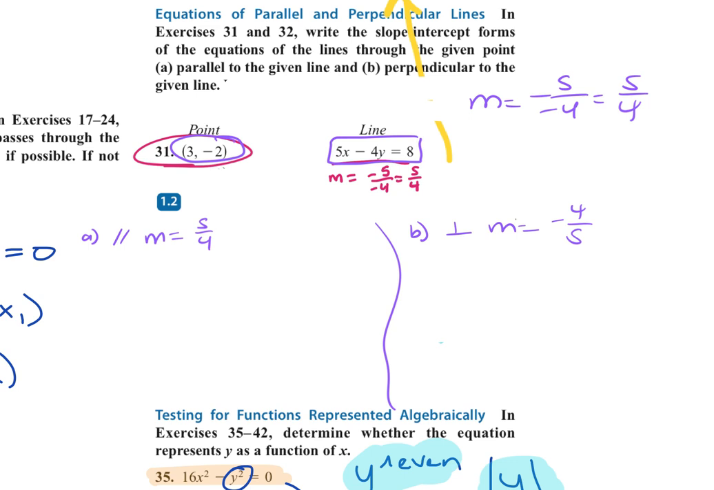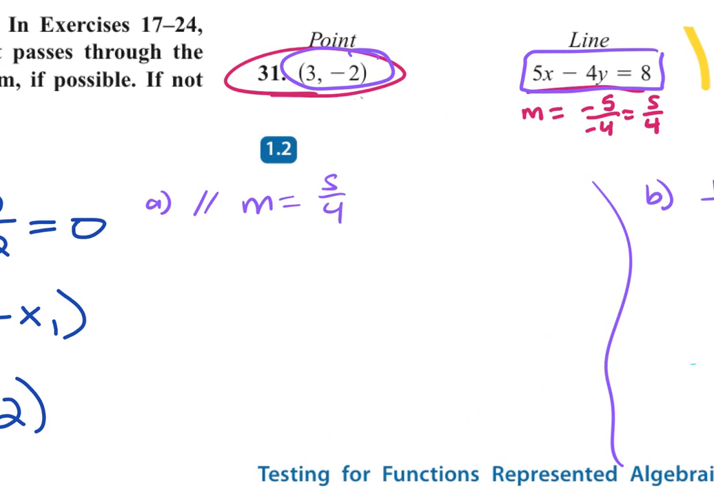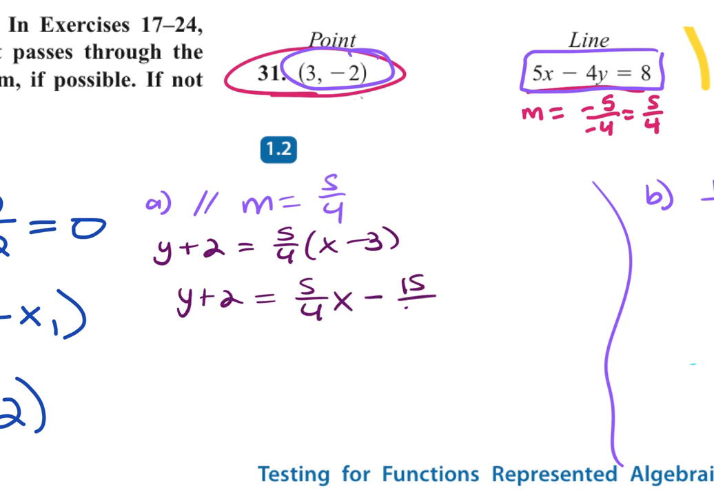Point slope. So I would do y minus the -2 becomes +2 equals 5/4 x minus 3. Distribute the 5/4. Add or subtract the 2, which is 8/4. And I get y equals 5/4 x minus 23/4.